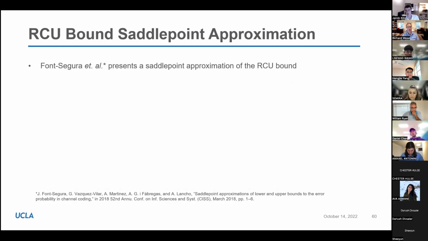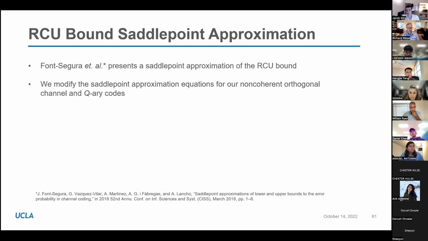Font Segura et al. presented a saddle point approximation for the RCU bound in 2018. We take their derived equations and modify them for use for the non-coherent QFSK channel and Q-ary codes. Unfortunately, going through the full process of this derivation and modification of these equations will take far more time than I have. The full set of equations is in the accompanying paper, but for now, we'll highlight a couple important details about our derivation for this saddle point approximation.